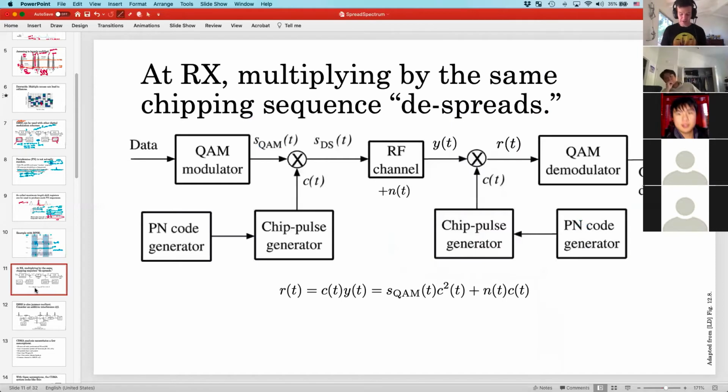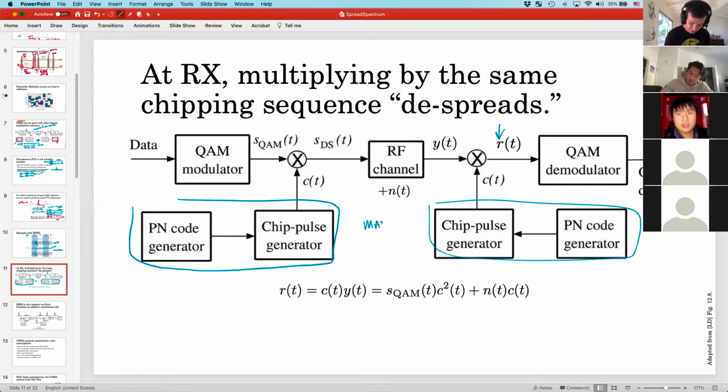Okay, so here's the magic. I call it magic, but it's awesome how simple it is and how effective it can be. So let's look at the receiver here for the first time. On the receive side, I'm going to look at R of t, which is the received signal that has been chipped again by the same pseudonoise sequence. What's important to see is that this and this have to be matched. Otherwise, you're not going to get any data.